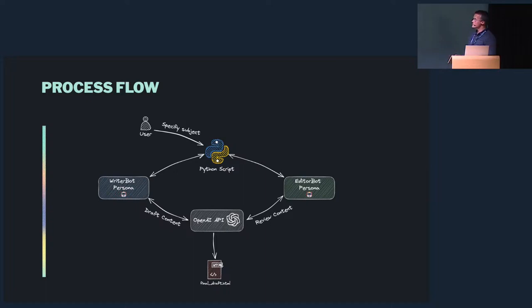So you'll see this in the code in a minute, but what you'll witness is the user specifying a subject, and then we have this orchestrator Python script, which first passes the subject and a prompt to the writer bot to say, go and write some content about this subject. The writer bot is then going to call the OpenAI API, which is then going to return some drafted content, which then gets passed over to the editor bot, which does its role using the prompt. And we'll go through a couple of iterations of that.